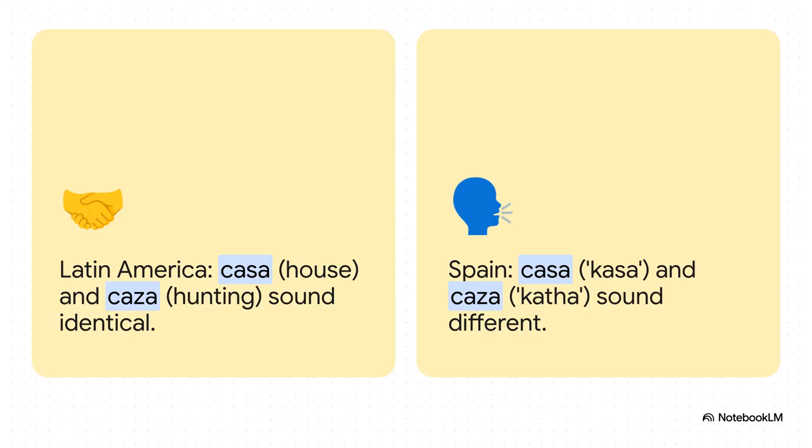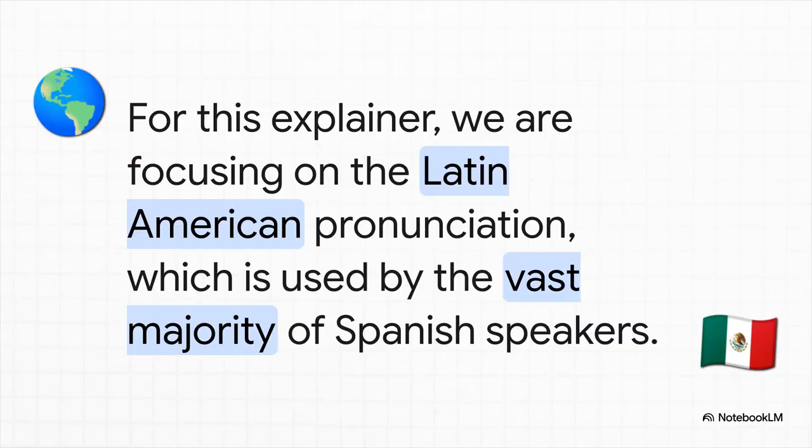And this slide is the perfect example. In Latin America, the word casa, which is house, and caza, which is hunting, are pronounced exactly the same: casa. But in a lot of Spain, that Z in caza gets a th sound, kind of like in the English word think. So you'd hear casa for house, but catha for hunting. That's a huge difference, right? Now, just to be super clear, for this explainer, we are focusing on the pronunciation used by the huge majority of Spanish speakers in the world, and that's the Latin American standard, the seseo.